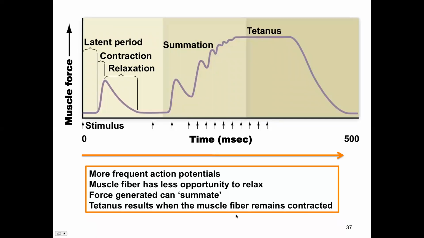Now if we look at this graph, we've got one twitch, and then we have another twitch. The thing to remember here is that either the sarcomere is going to contract or it's not. The amount that it contracts depends on how much calcium is available. So if you use up your calcium, you're done contracting.